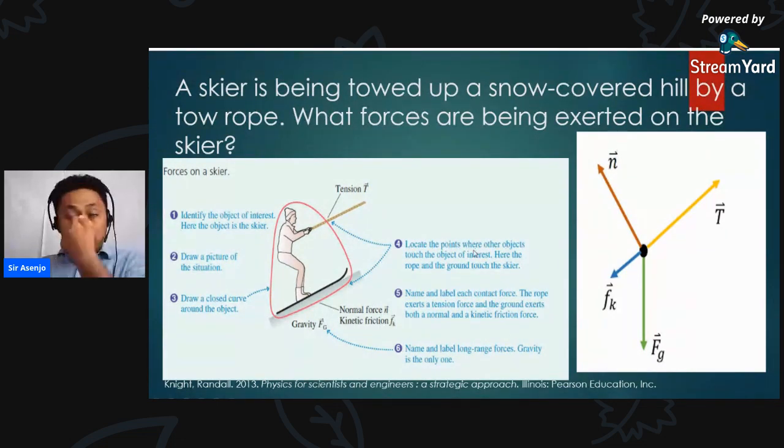Then name and label long range forces. Gravity is the only one. So long range forces like gravity. Gravity is always present in this case. As long as you are on Earth, you're acted on by gravity. Okay, so this is our free body diagram. This is the situation, this is the drawing, and this is our free body diagram. I hope you can make your own.